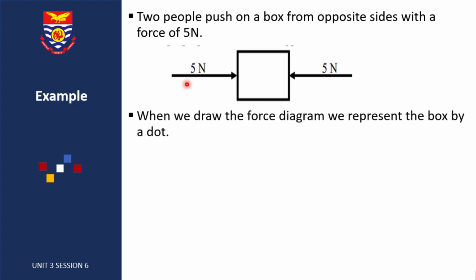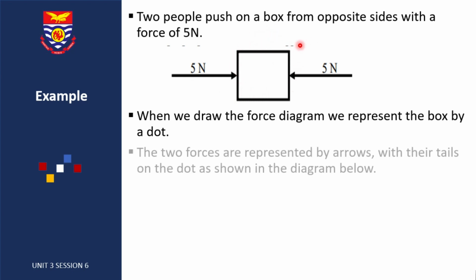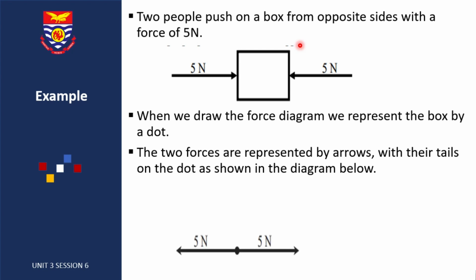When we draw the force diagram, we are now going to represent this box by a dot. So two forces are represented by arrows with their tails on the dot as shown below. Over here, this is the box and these are the forces. We could observe from here that force 1 is going in the positive x direction and force 2 is going in the negative x direction. And when we come here, we can see the two forces acting on the body, which is represented as a dot in this case.